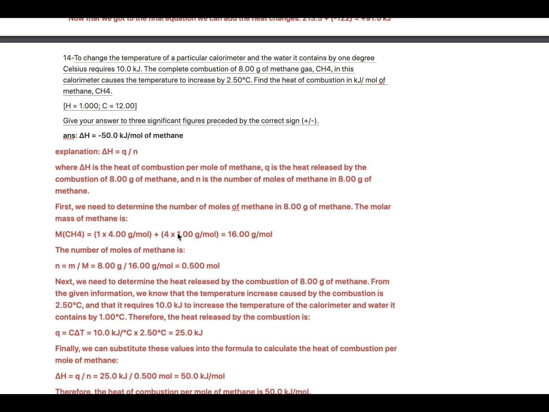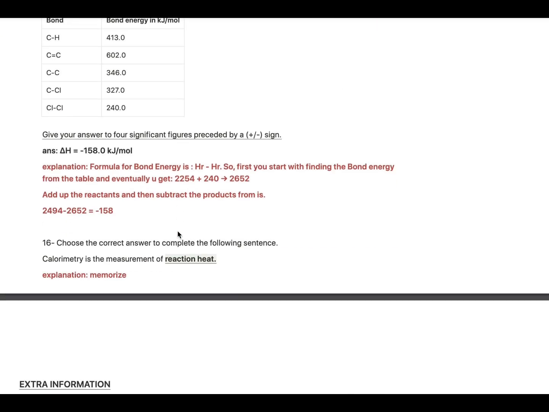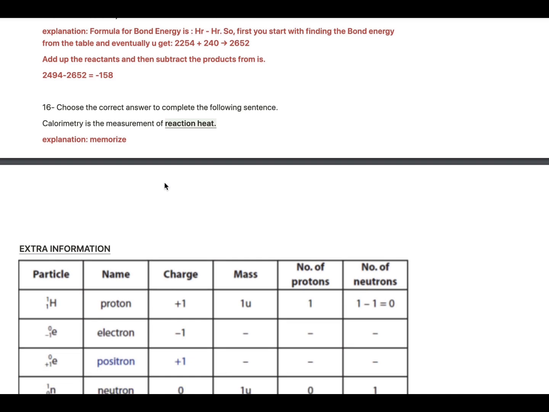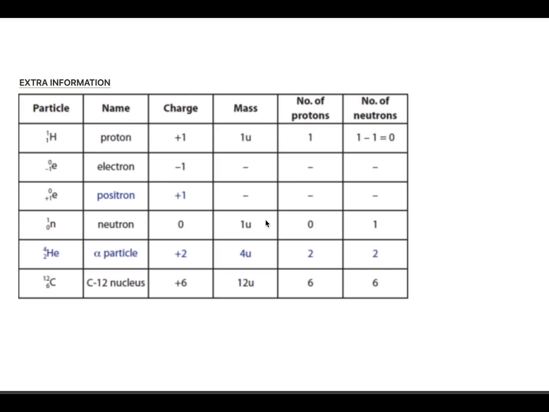13, explained at the end of the video. 14 and 15 are also explained. Calorimeter is the measurement of reaction heat. Just memorize. And memorize this table, it's important. I'm done. This will take a while to explain.